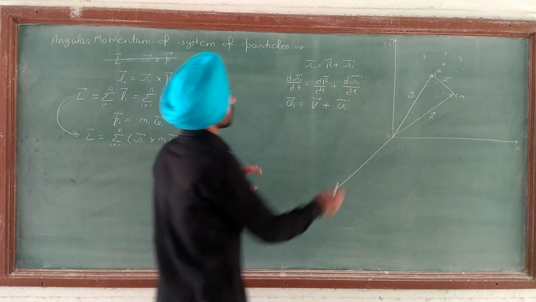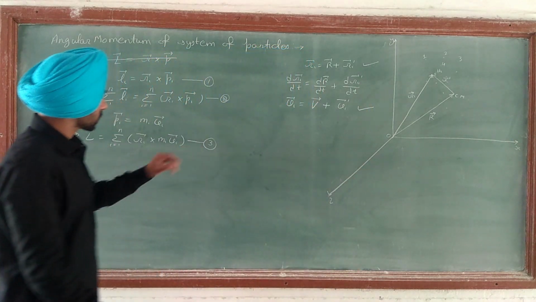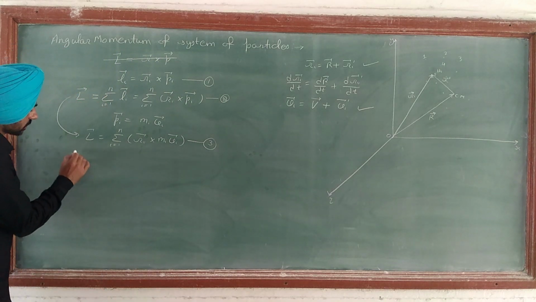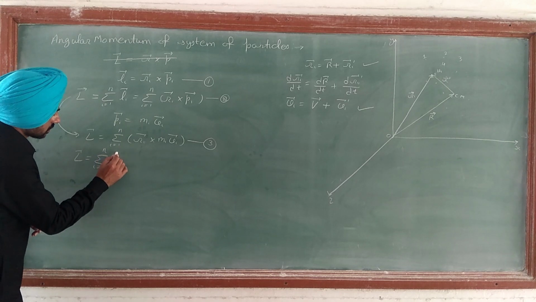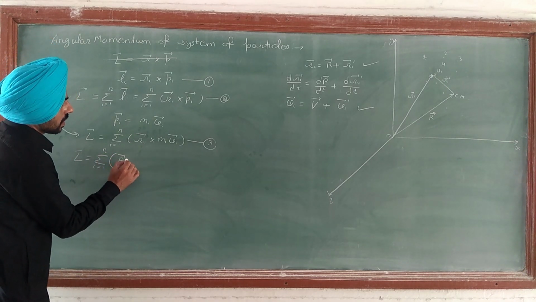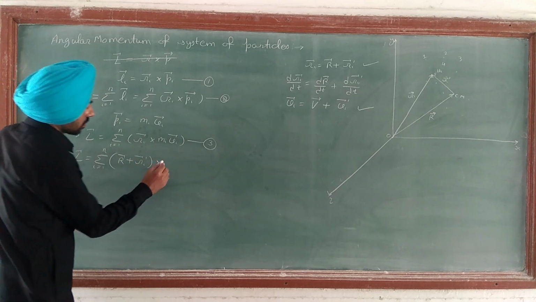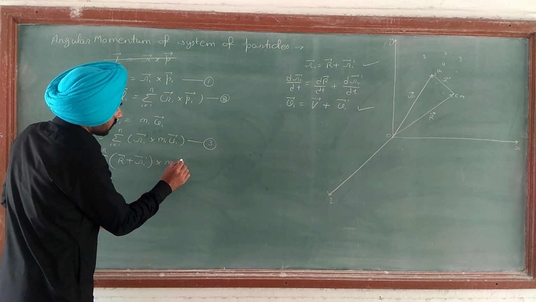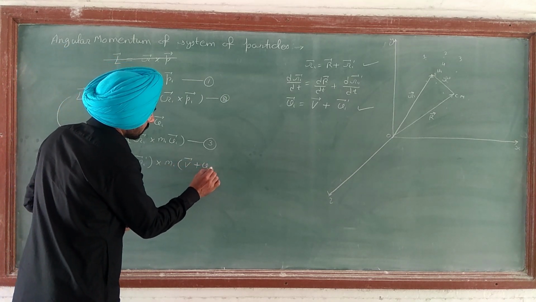So let us substitute these two equations in equation number 3. So it will be summation i equal to 1 to n, Ri is R plus Ri prime, cross mi, Vi is capital V plus Vi prime.